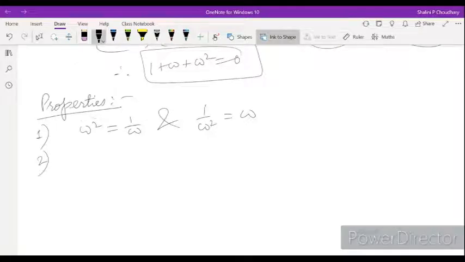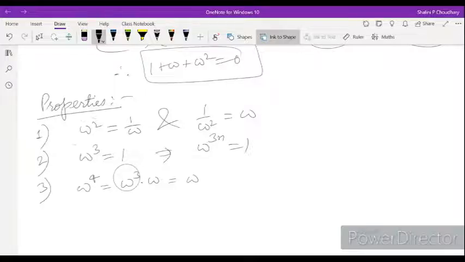Now the next property is omega cube is equal to 1. Okay, so it means omega to the power 3n will also be equal to 1. Now next, omega to the power 4 will be equal to omega to the power 3 into omega, and that will be equal to omega, because the value of omega cube is 1. When we multiply 1 into omega, we get omega. It means omega to the power 3n plus 1 will be omega.